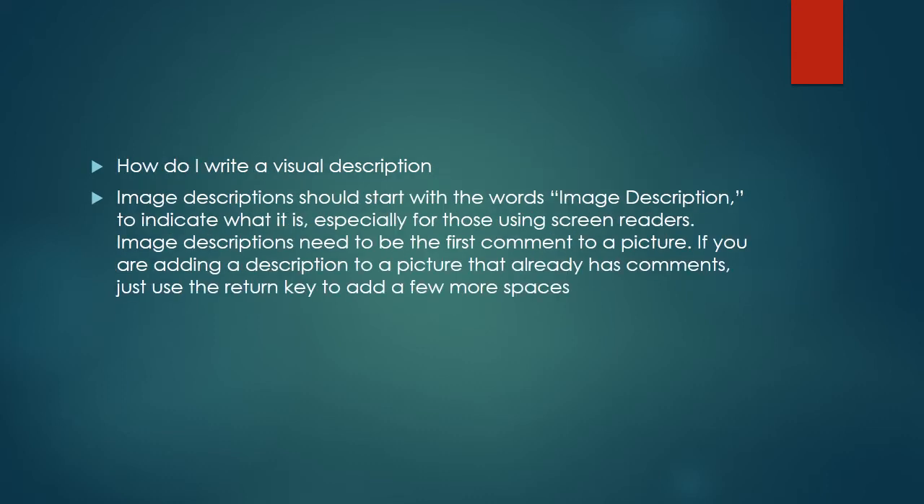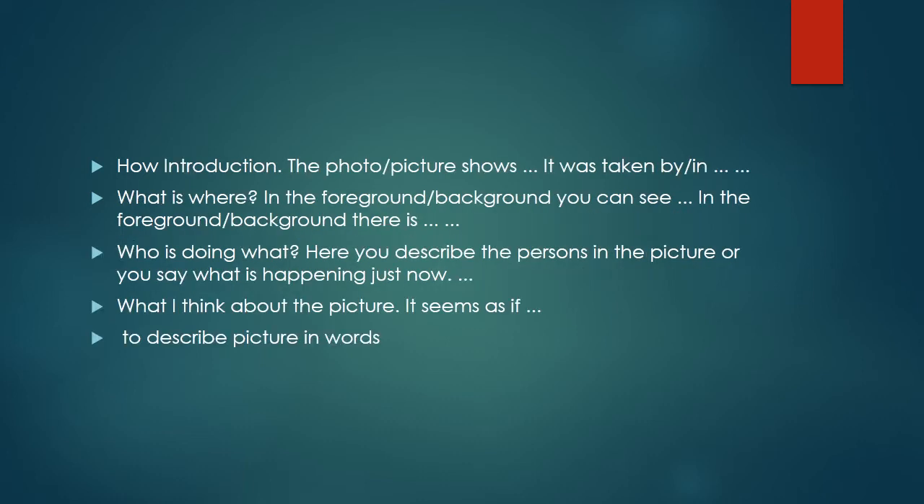How do I write a visual description? That will be a question in your mind. Image description should start with the words "image description." We have to start with "image description" to indicate what it is, especially for those using screen readers. Image description needs to be the first comment on a picture. If you're adding a description to a picture that already has comments, just use the return key to add a few or more spaces. So the students are advised to try to understand the message or information passed on in the visual.